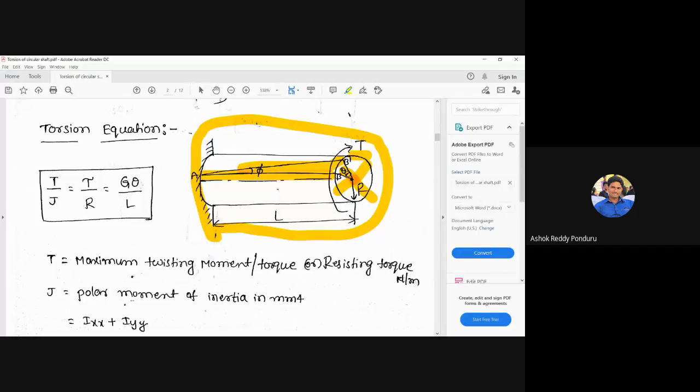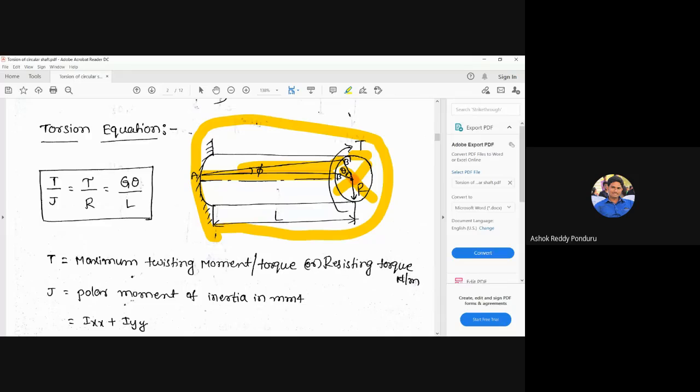What I am saying is, if you get 1 radian angle of twist, 1 radian in terms of angle is pi by 180. To get 1 radian of angle of twist, how much torque is required? We can apply 5 kilonewton meter, 10 kilonewton meter, 20 kilonewton meter. How much torque do we apply to get 1 radian of twist? That is called stiffness.